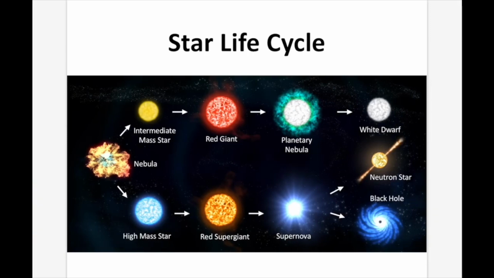And here's our diagram in its entirety. Depending on how big your star is, you're either going to take this first route and go up top and eventually become a white dwarf, or you're going to take the second route and eventually either become a neutron star or a black hole, depending on how large you are.